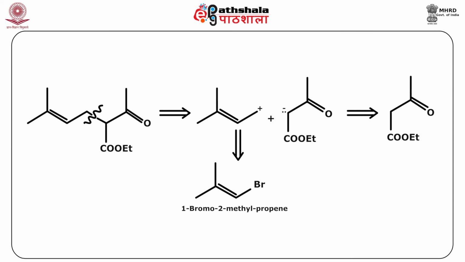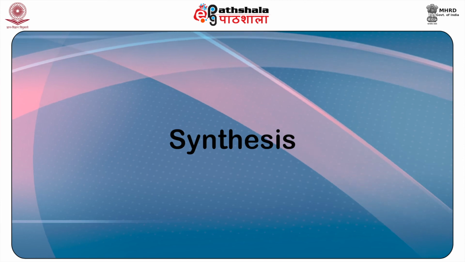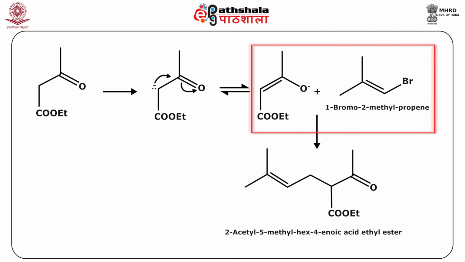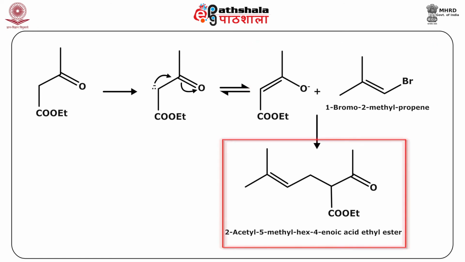Synthesis of 2-acetyl-5-methylhex-4-enoic acid ethyl ester. It can be seen that the synthesis can take place by the steps wherein the precursors through the retrosynthetic approach were considered as ethyl acetoacetate and 1-bromo-2-methylpropene. Ethyl acetoacetate on reaction with the base forms the corresponding enolate anion, which is resonance stabilized. In the presence of a base, the anion is generated which undergoes resonance to form the enolate anion, which gets condensed with 1-bromo-2-methylpropene forming the desired product.